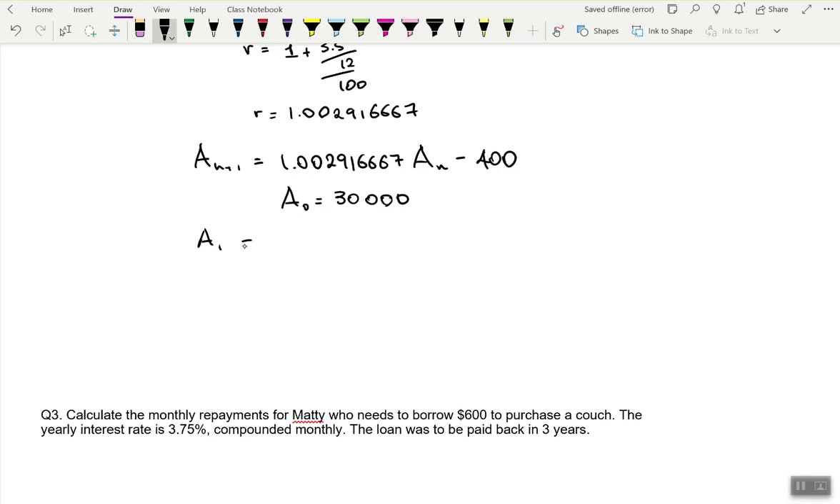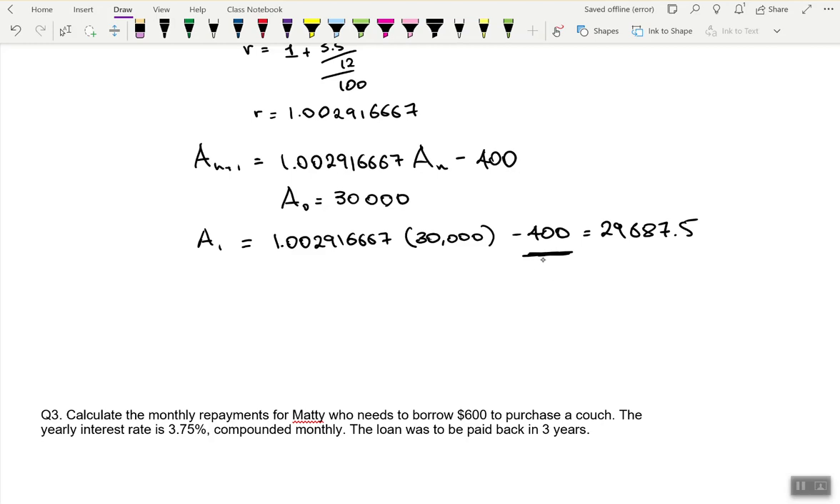of payment. So I will have A1 will be 1.0029166667 times the initial amount, which was 30,000. So that's A0 and A0 minus 400, and that you get 29,687.5. So that's after the first month. That's the balance left. So 30,000 was the price of the motorbike. After interest that was added and the monthly repayments taken off, the price has dropped a bit. His total amount has dropped a bit.